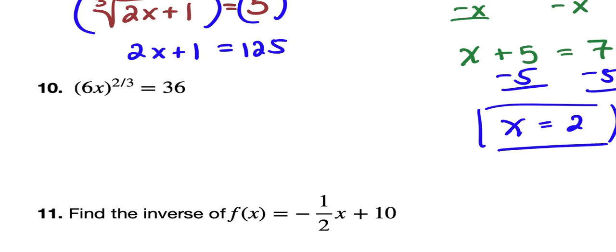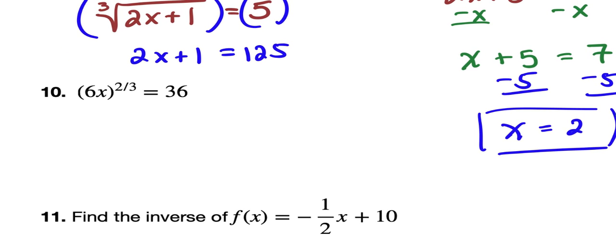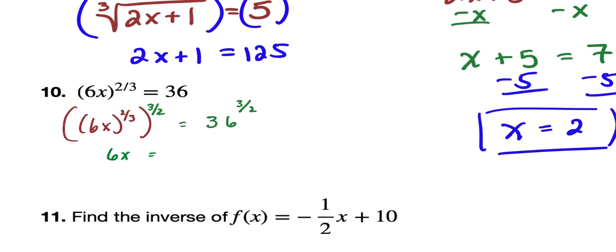Last one in this section, we got 6x to the 2/3. So let's raise it to the reciprocal power, 3/2. And we're doing it to both sides so we stay balanced. Now, the reason we raised it to 3/2 is that's the reciprocal of 2/3, and 2/3 times 3/2, when you multiply reciprocals, you get 6 over 6. It just comes out to a 1.